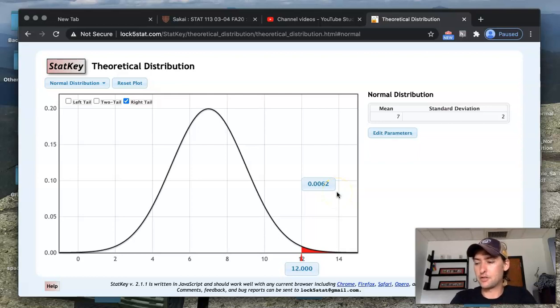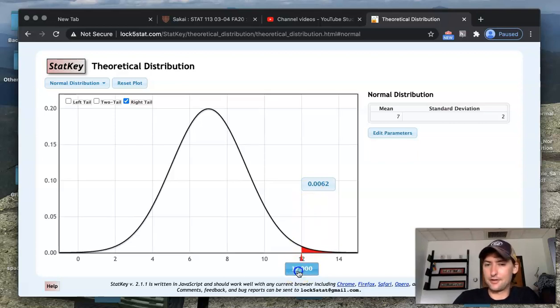We had guessed on our picture that it was 0.05, so I was very, very off on that, which is fine. The picture is just meant to be a guess and an approximation, and StatKey will give us this exact probability. We also looked at what percent of newborns weigh less than 6.4 pounds. Go ahead and pause the video for a sec and see if you could find that exact percent. We had guessed that it was 45%, but that was just based on our picture.